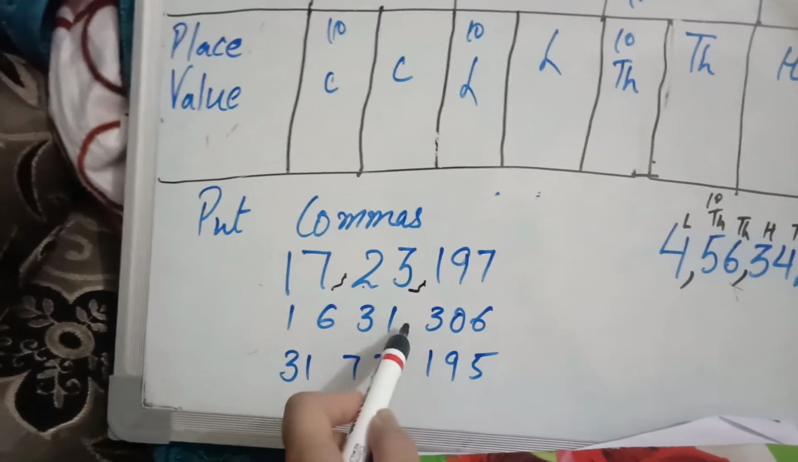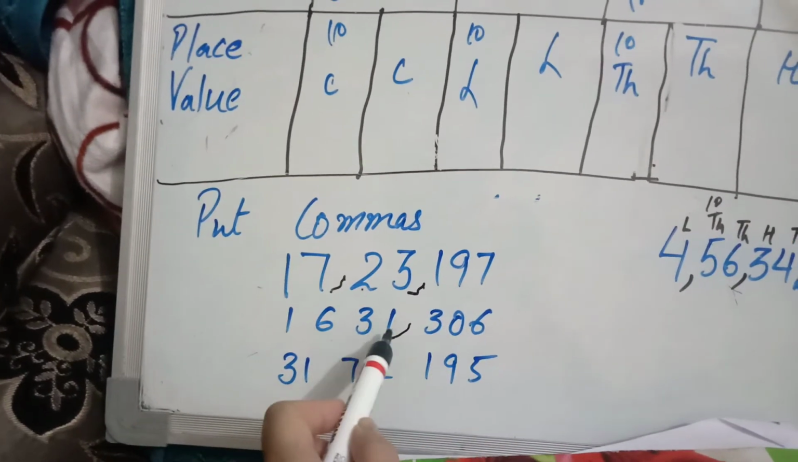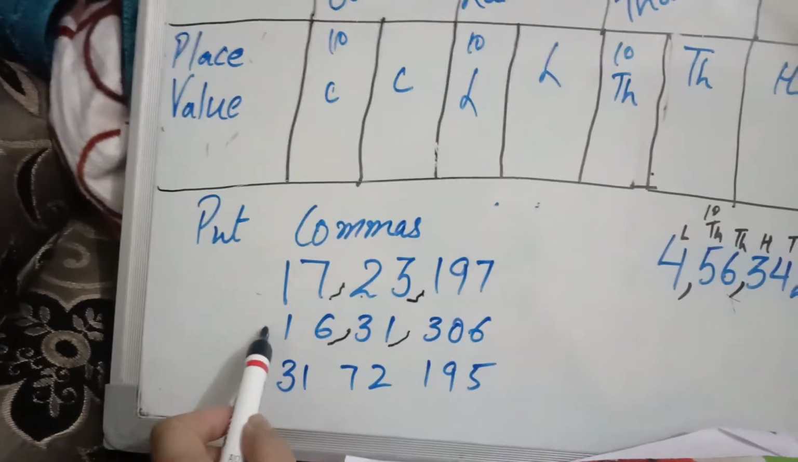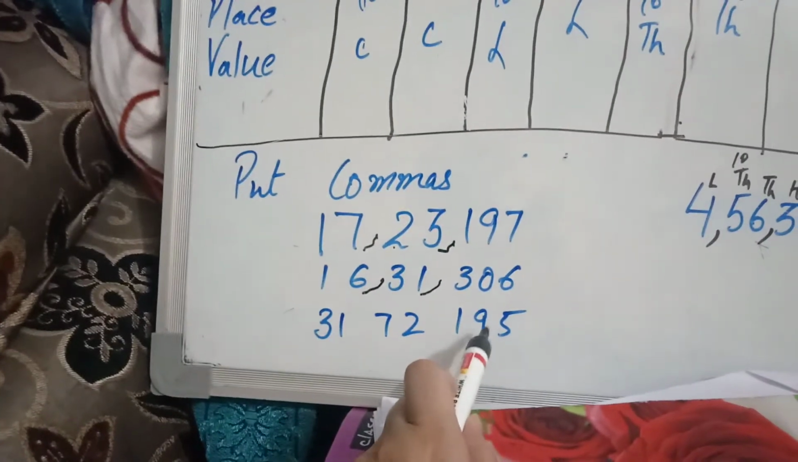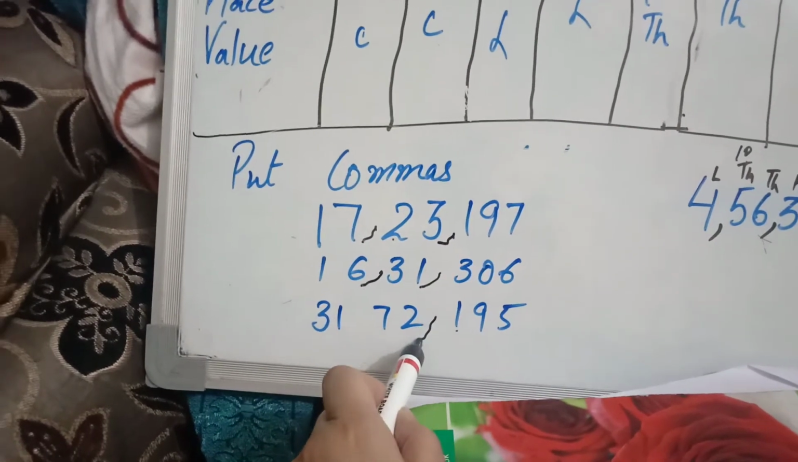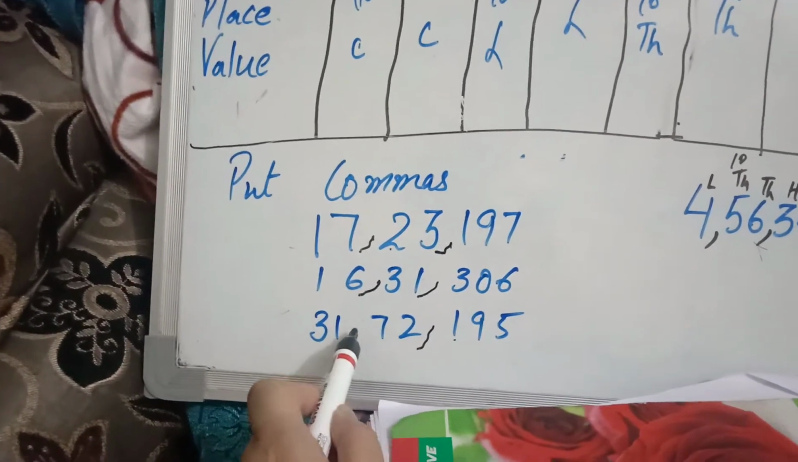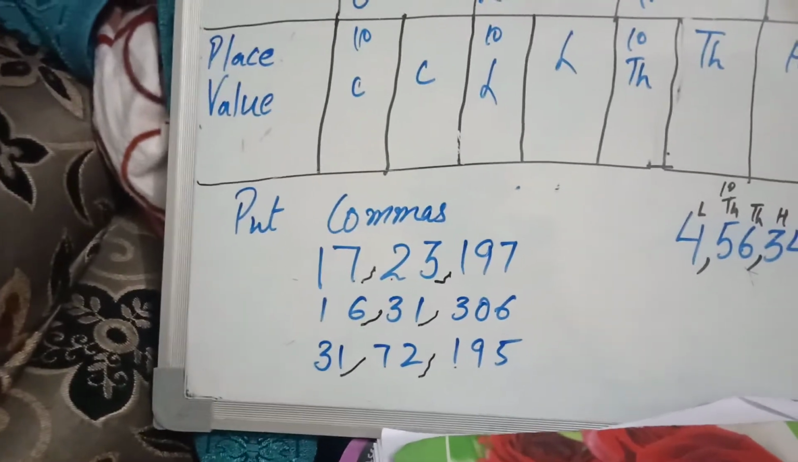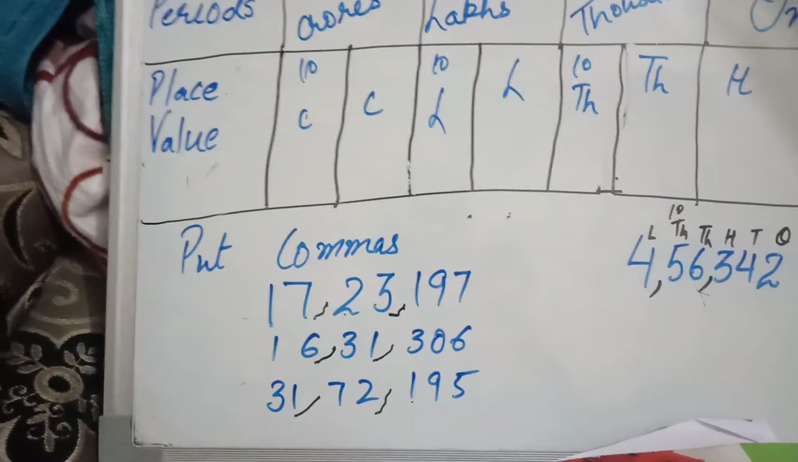Ones, tens, hundred, thousand, 10,000, lakh, 10 lakh. So to separate periods, we put commas.